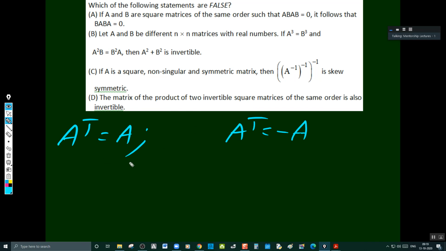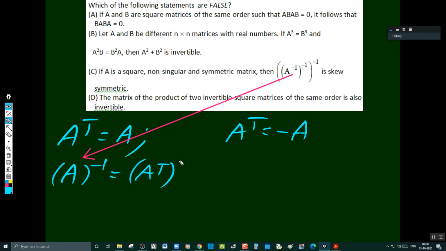And similarly, A inverse whole inverse is A. I'm talking about this. A inverse whole inverse is A. Now if you find out the inverse for the given statement, A transpose whole inverse obviously becomes again the same only.